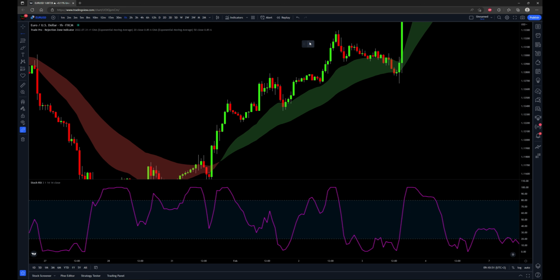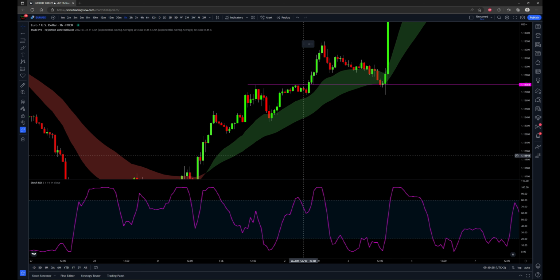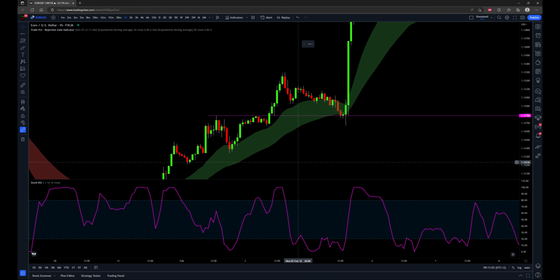Now that we have a green cloud, we start looking for stochastic K to go into the oversold territory, which happens on this pullback. So we can mark the high before the pullback, and trend does continue. Cloud stays green, so it's valid. Then we mark it again.